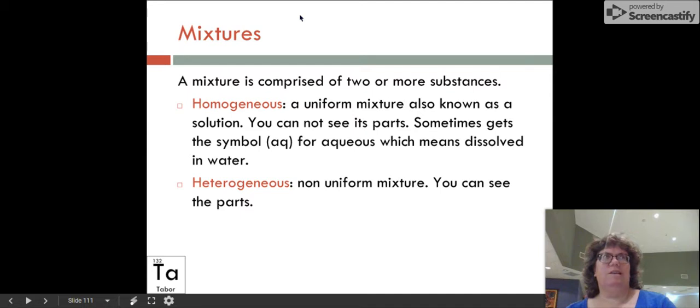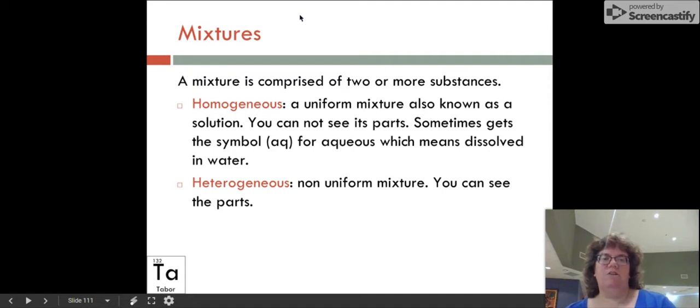A good, easy example of a homogeneous mixture is maybe a sweet tea or coffee. So sweet tea is mixed together, tea and sugar, but it's uniform. You cannot see the sugar versus the tea. You can't separate them out. The same with coffee. If you have sugar and cream in it, if you look at the cup, it all looks the same. You can't tell the difference between the cream and the coffee.